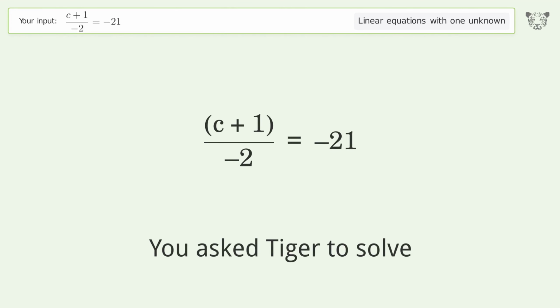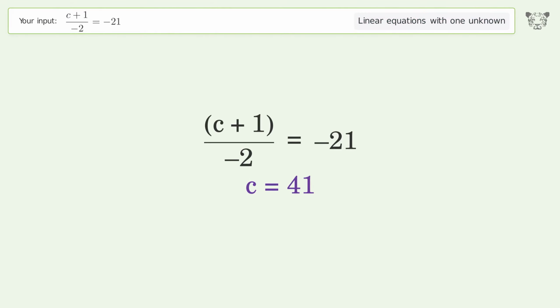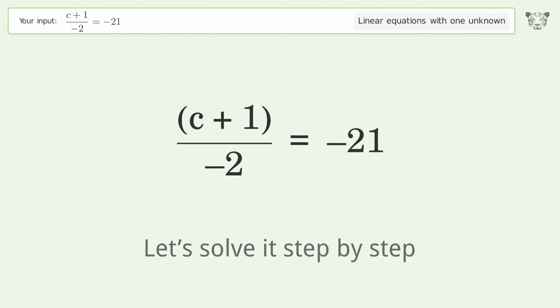You ask Tiger to solve. This deals with linear equations with one unknown. The final result is c equals 41. Let's solve it step by step.